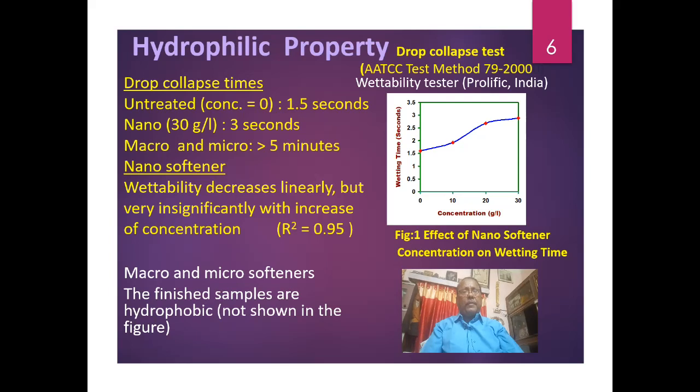For untreated fabric having no softener, time required was 1.5 second, while for 30 grams per liter nano softener, time taken was 3 seconds, while for macro and micro it was more than 5 minutes. So that means nano softener does not affect the hydrophilic property of the fabric much, while macro and micro softener make the fabric hydrophobic. The figure 1 shows the effect of concentration of nano softener versus wetting time.